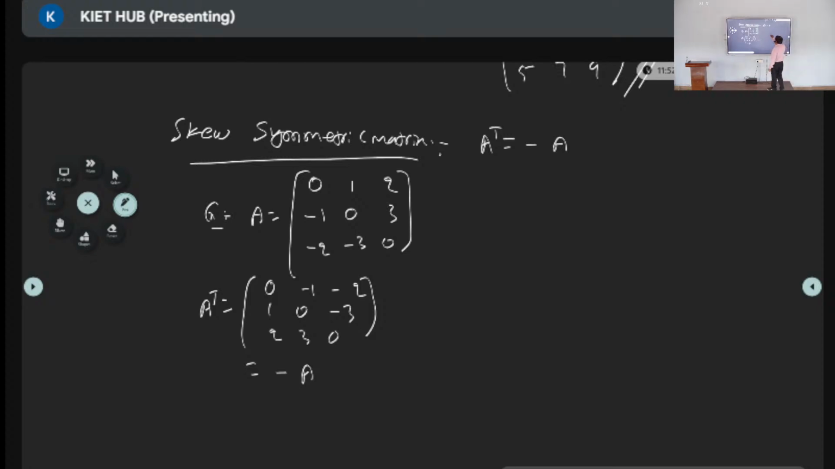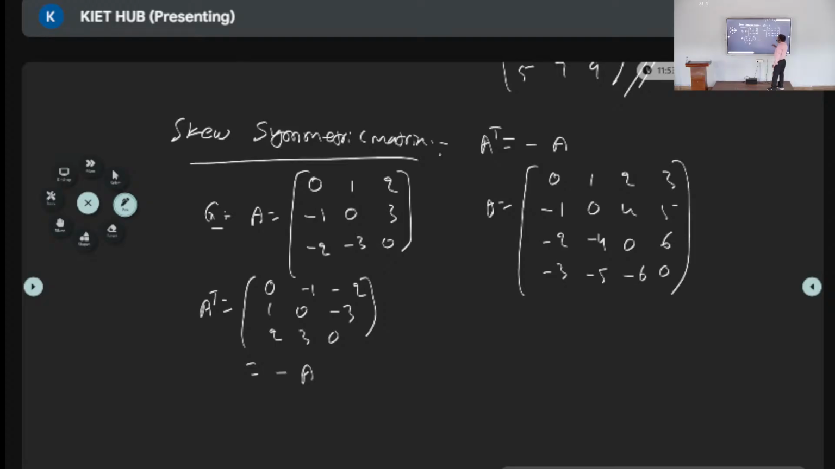Let us take one more example. 0, 1, 2, 3, minus 1, minus 2, minus 3, 0, 4, 5, minus 4, minus 5, 0, 6, minus 6, 0. This is another skew symmetric example. This also satisfies A transpose equal to minus A.